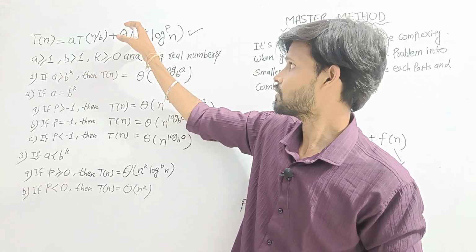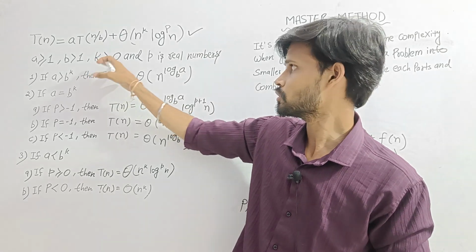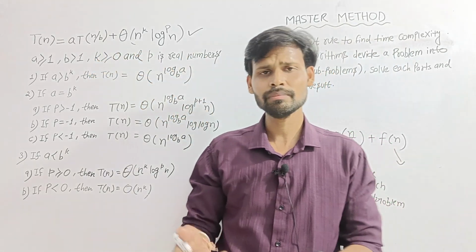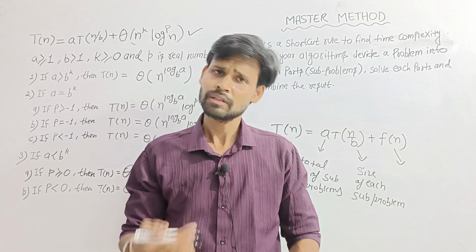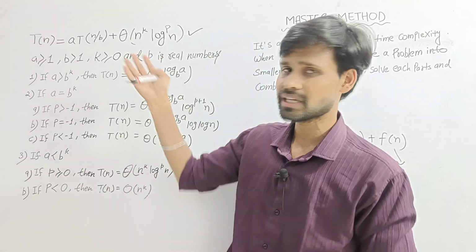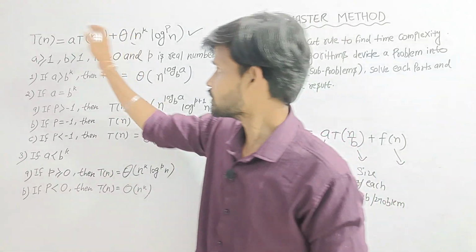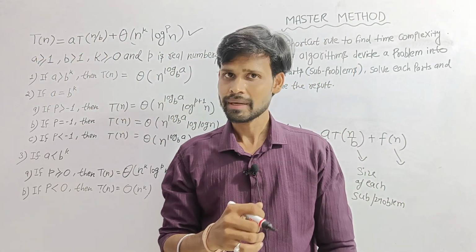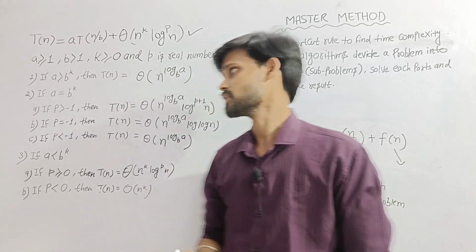Okay, in this case n power k must be greater than or equal to 0, and the same case for p: it is any real number. A real number can be -1, +1, 0, 1, 2, 3, 4, 5. It can be any real number, on which we can apply the master method. If your case is like this, then you can directly apply the master method on a particular recurrence equation.